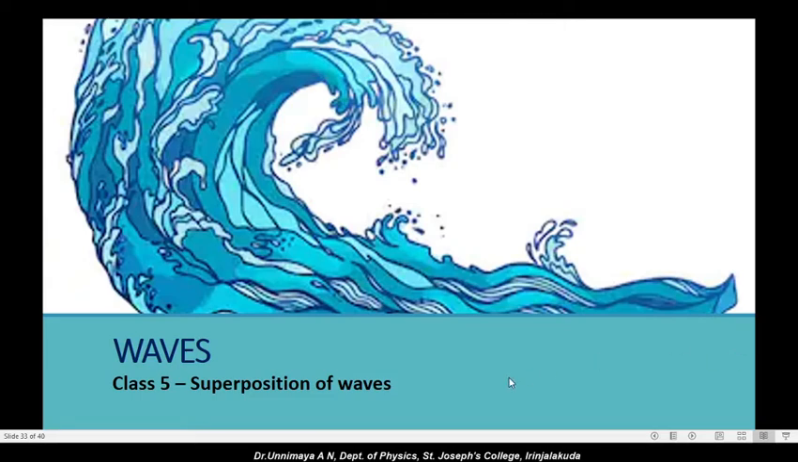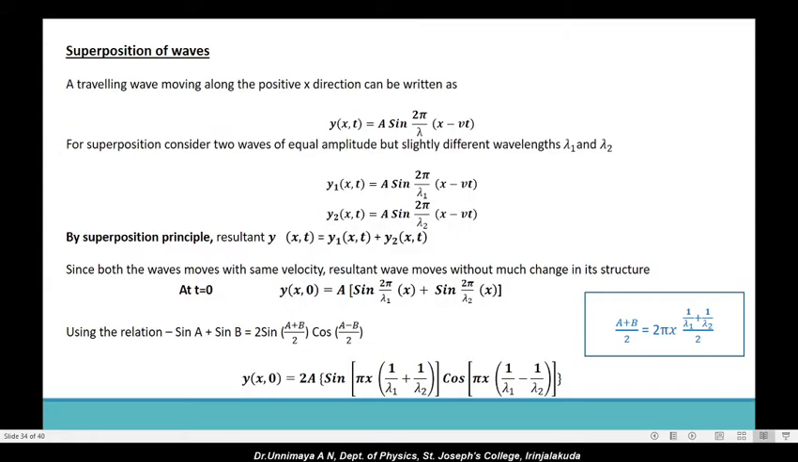Hello all, today we are going to discuss the superposition of waves. We know that a travelling wave moving along the positive x direction can be written as y(x, t) = A sin(2π/λ)(x − vt). That is the displacement of a travelling wave moving in a positive x direction.